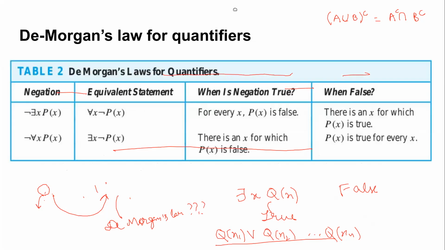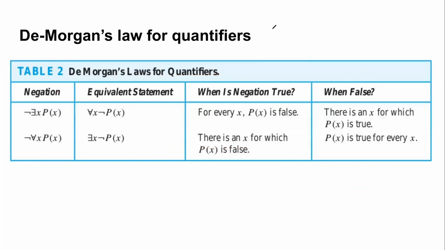Okay, so let's quickly summarize the negation statements, or De Morgan's law, for simple predicate logic. If you have negation of the existential quantifier, it is equivalent to the universal quantifier of the negation of that predicate, the propositional function. So when will this negation be true? This negation will be true if for every x, p of x is false. So, opposite of what we would say for existential.